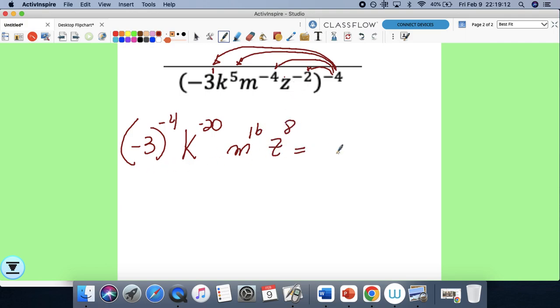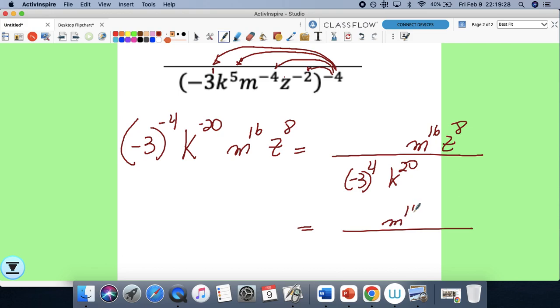Not your final answer because we have some negative exponents. So m to the 16, z to the 8th stay. Negative 3 to the negative 4th power is going to come down here, and it's going to become 4 positive. And k to the negative 20 comes down here, becomes 20 positive. Almost done. M to the 16, z to the 8th, k to the 20, those are all done. But negative 3 to the 4th power is going to be a positive, and that's just 81. Right? 3 times 3 times 3 times 3. And that's your final answer.